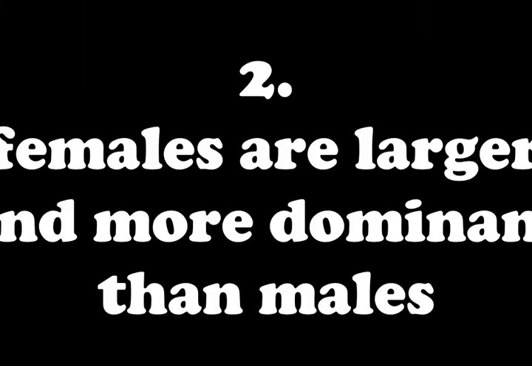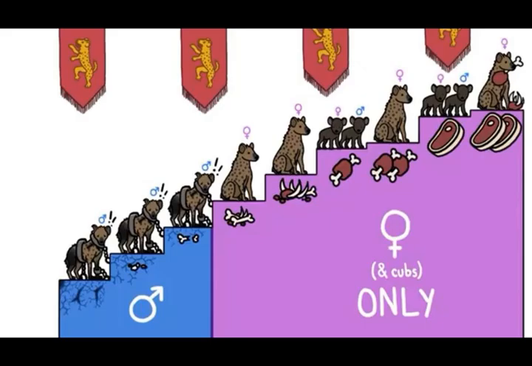So number 2, females are larger and more dominant than males. So basically, what this means is that in the hierarchy, females are always in a higher position than males within this group of theirs. And then, as I said, females are typically larger than male counterparts.